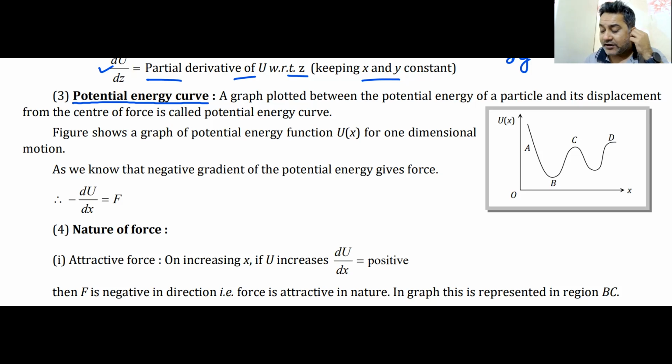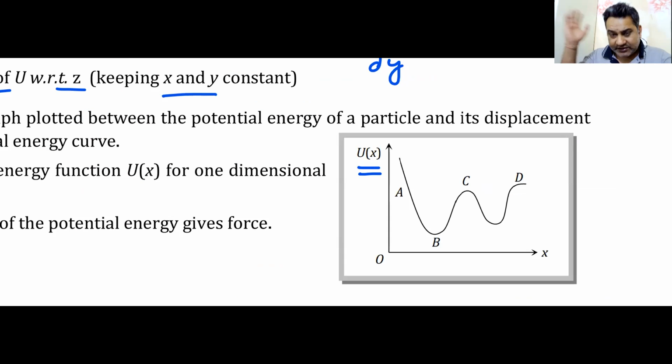Potential energy curve. So what has been done here? As you can see, potential energy is plotted along the y-axis, Ux. If you want, I can just magnify it so that you can see it on your screen and it looks bigger. Ux.